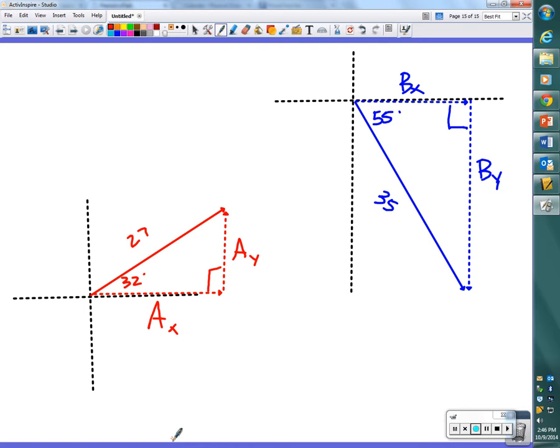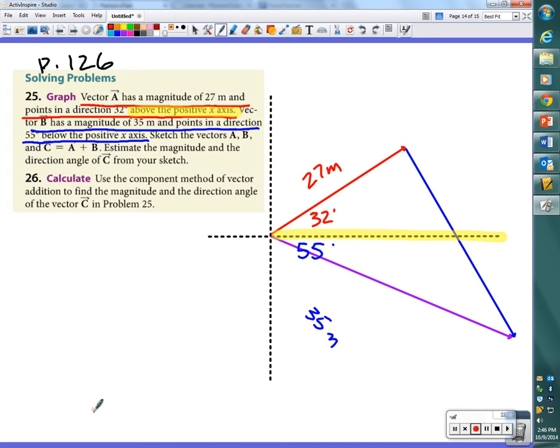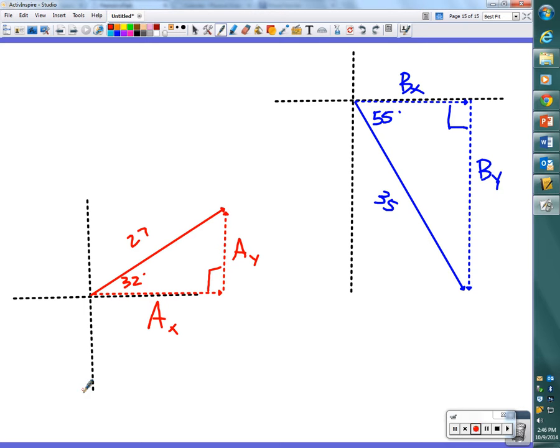On those two triangles, even though we couldn't use Pythagorean theorem and trig identities on this triangle, we can use Pythagorean theorem and trig identities on these two triangles. Find these two sides for each triangle using sine and cosine. Okay? Go.